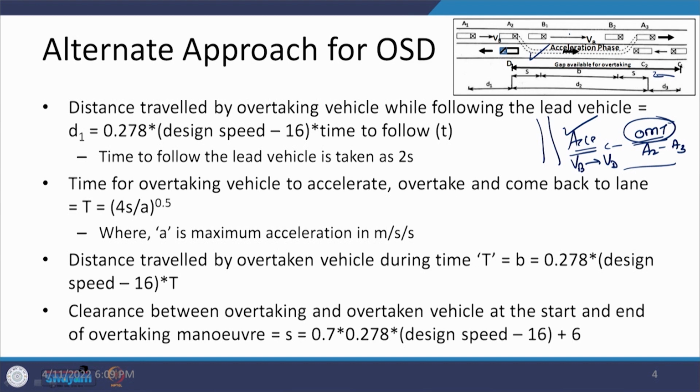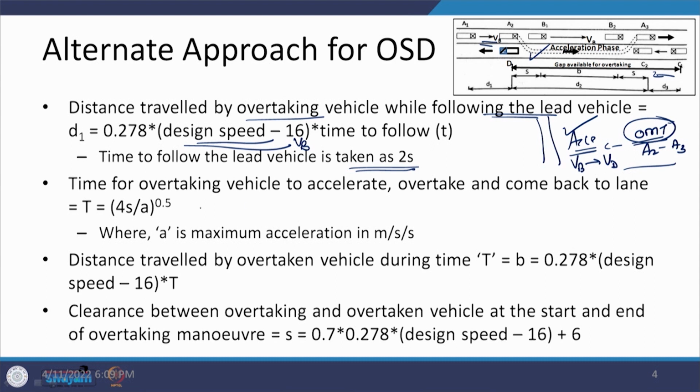Now we are going to look at how the values are calculated. The first one is the distance traveled by the overtaking vehicle while following the lead vehicle, and this happens at a speed of Vb. This is nothing but 0.278 into (design speed minus 16), where design speed minus 16 is Vb, multiplied by the time to follow, t seconds. This t is usually taken as 2 seconds if it has not been given to you separately, and that is the value we can consider.